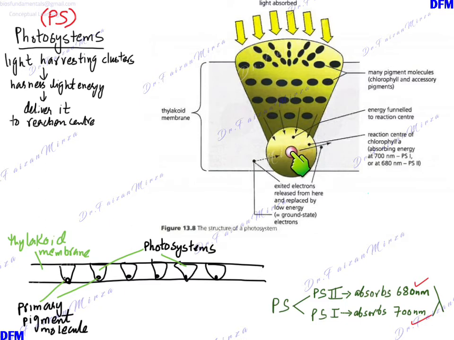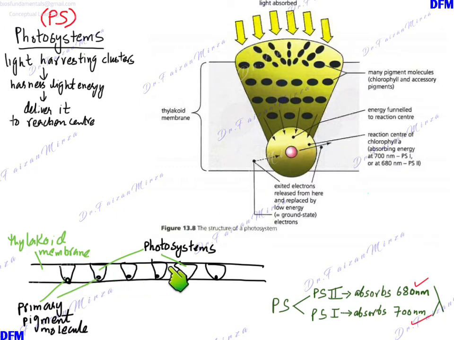This reaction center will have chlorophyll A, whereas all these oval black spots that you are seeing here in the photosystem are the accessory pigments, and these accessory pigments are beta carotene, xanthophyll, and carotenoids. They absorb a lot of energy from the visible range of sunlight or white light, and they funnel the light to the reaction center, so the light energy becomes more concentrated. It becomes more energetic because it's not lost.